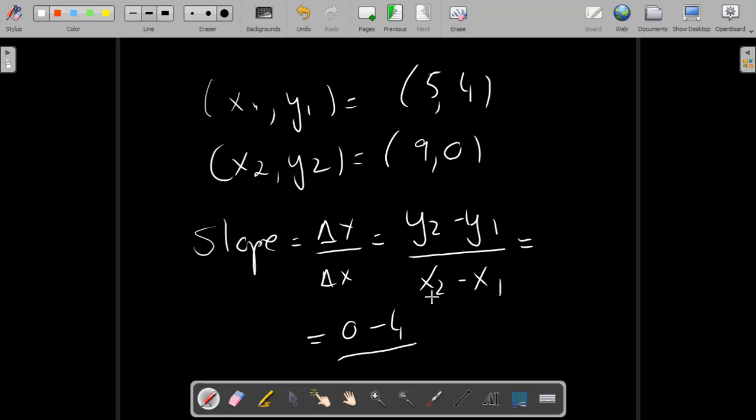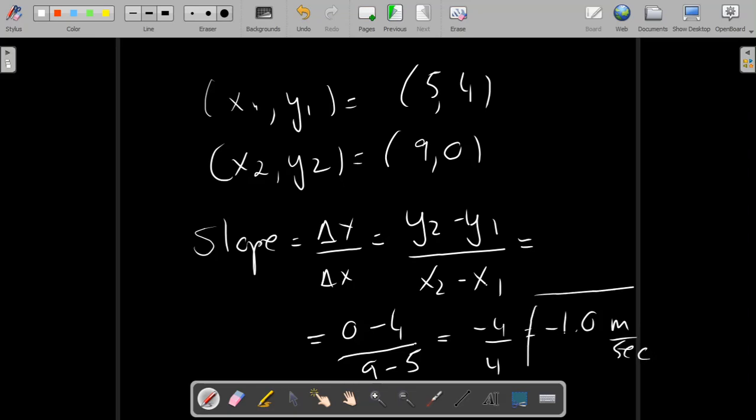Divided by what? My x2 is 9 and my x1 is 5. What number do I get here? Well, I get minus 4 divided by 4. So I get minus 1.0 meters per second.